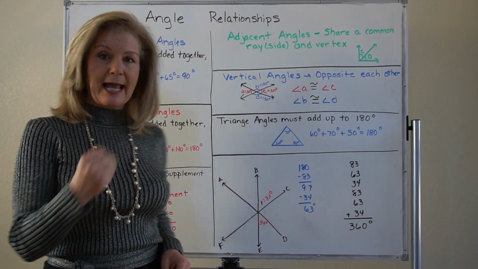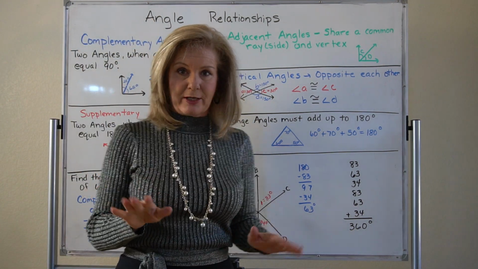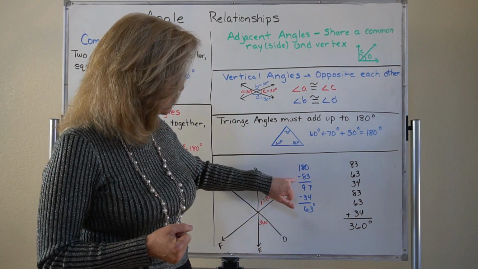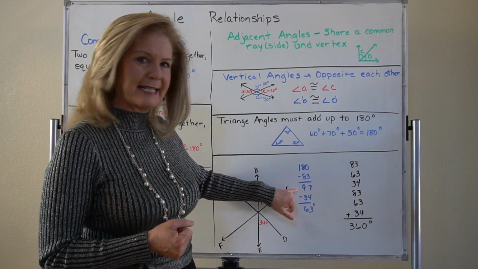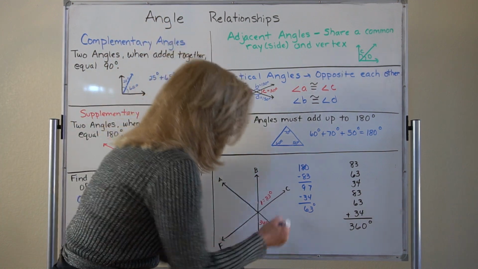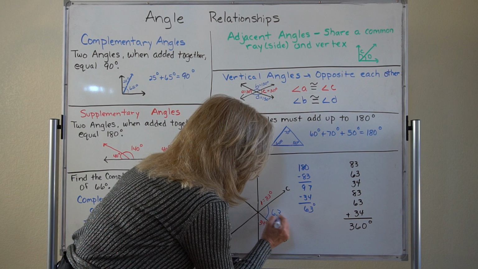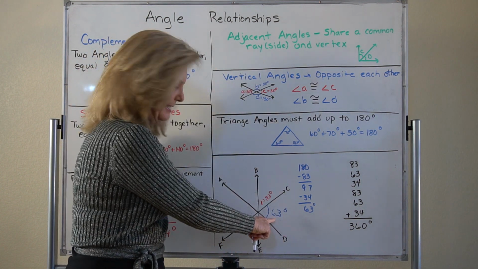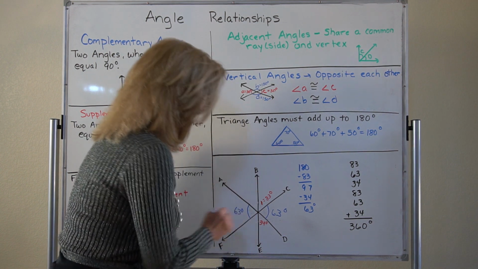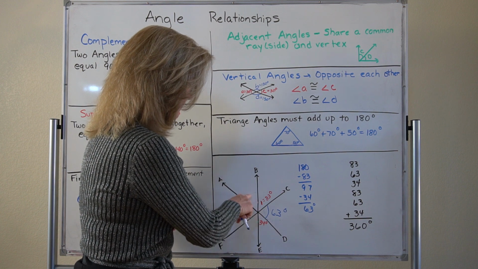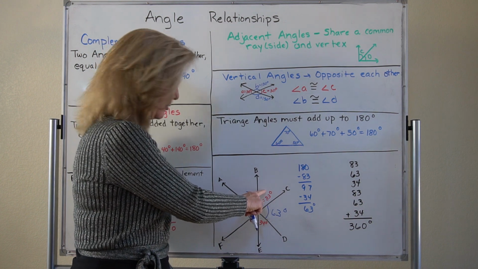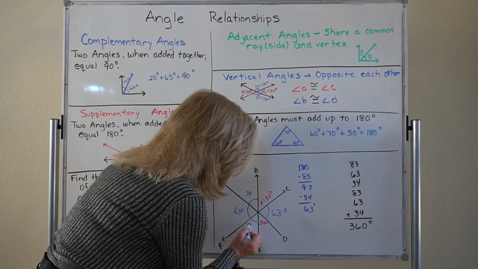Now, because I'm looking at three angles, it's not supplementary angles that I'm working with, because those can only be two. But I can take that concept of 180 degrees, I could subtract my 83 degrees given, that's 97 degrees, and I could subtract my 34 degrees given, and that's 63 degrees. So I know that this angle right here has to be 63 degrees. Now, if that is 63 degrees, its vertical angle right here has to be 63 degrees. And if this is 34 degrees, its vertical angle here has to be 34 degrees. And if this is 83 degrees, its vertical angle there has to be 83 degrees.